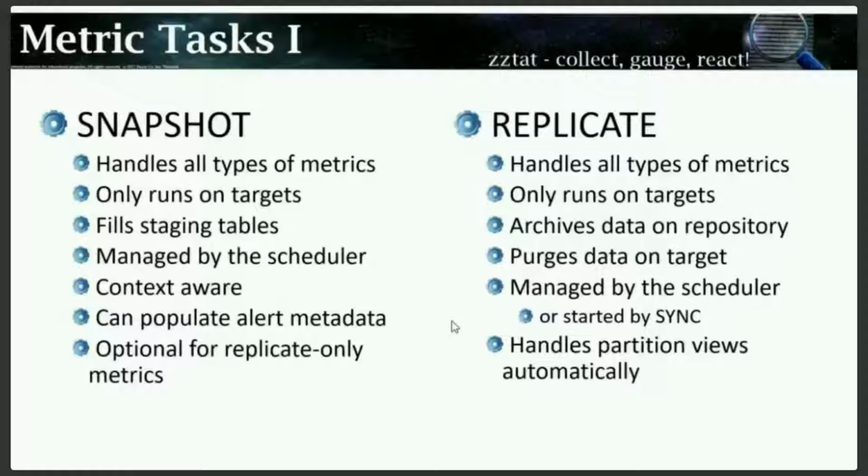Right, so for the metrics, we have a total of 4 tasks, which handle the heavy lifting that we need to do with all the metric data. First and foremost, the snapshot. So snapshot only ever runs on target databases. Its primary job is to fill the staging tables with the output of the metric queries. And snapshot is always started by the Oracle scheduler.